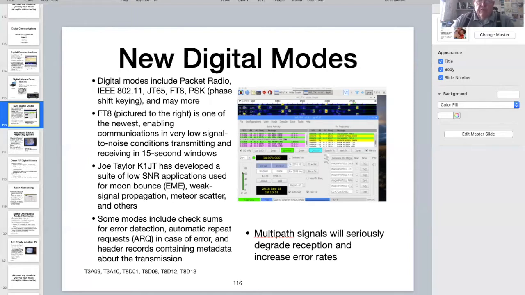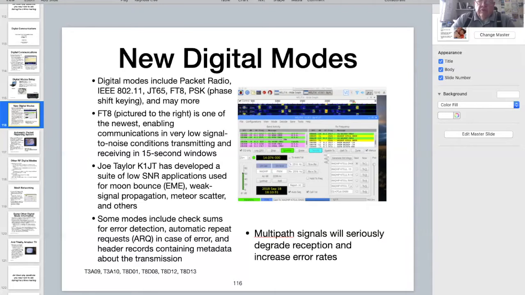Packet radio was invented in the 1960s, and the modern internet was derived from packet radio. Packet is used even today as a reliable message handling system. Recently, PSK, phase shift keying, JT65, FT4, and FT8 have become available. These are very narrow signals and can often be received and decoded even when the human ear can't hear the signal.